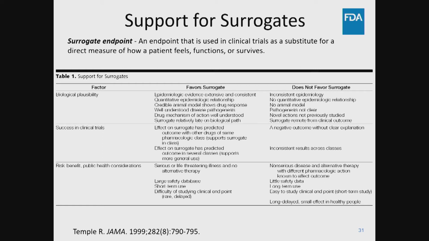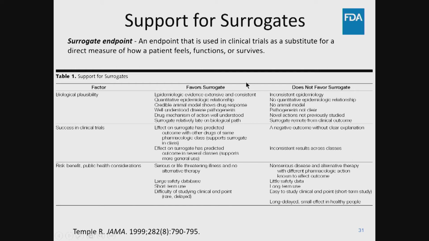Different factors that should be considered when you're deciding whether or not to use a surrogate endpoint would be biological plausibility, its success in previous clinical trials in predicting outcomes, and the risk-benefit and public health considerations of the drug. So this isn't actually related to the biomarker, but it's more of a public health consideration and a standard of care, how the medical practice is currently occurring in the patient population that you're interested in.